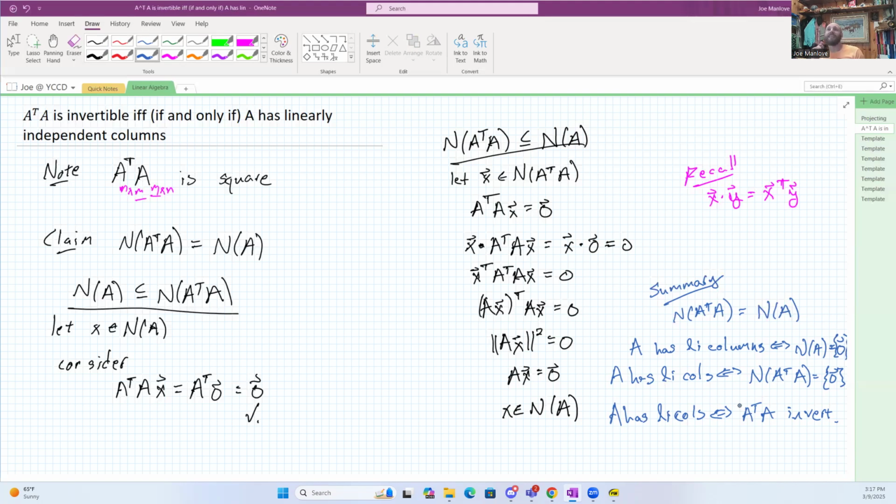The reason is that the matrix A isn't necessarily square, right? I just know it has linearly independent columns. I don't know that the matrix is square, but I do know that A transpose A is square, and so it's a candidate for invertibility automatically. So what I have here, at the end of my little chain, is that A having linearly independent columns is the same thing as A transpose A being invertible. That is my claim that I've got up top.